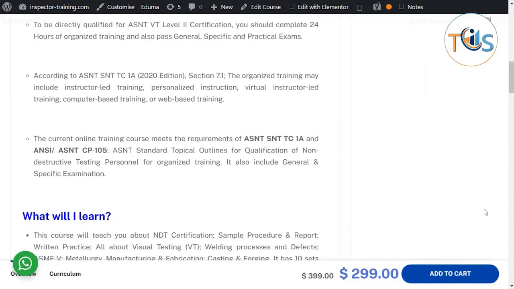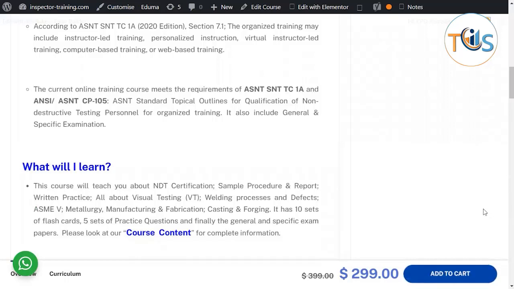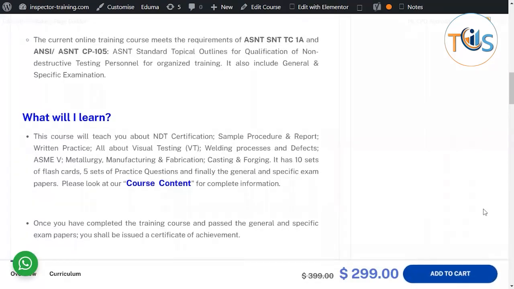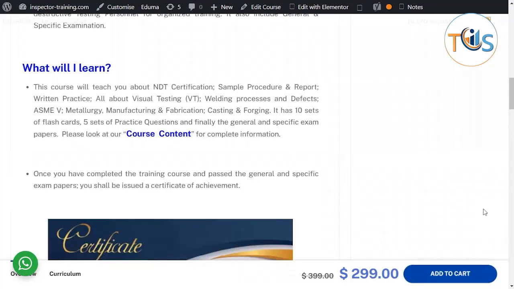The current online training course meets the requirements of the ASNT SNT-TC-1A and ANSI/ASNT CP-105 standard topical outlines for qualification of non-destructive testing personnel for organized training. It also includes general and specific examinations. You shall learn about NDT certification, sample procedure and report, written practice, all about visual testing VT, welding processes and defects, ASME Section 5, Article 1 general requirements and Article 9 VT, metallurgy, manufacturing and fabrication, casting and forging. This course has 10 sets of flashcards, 5 sets of practice questions, and finally the general and specific exam papers.